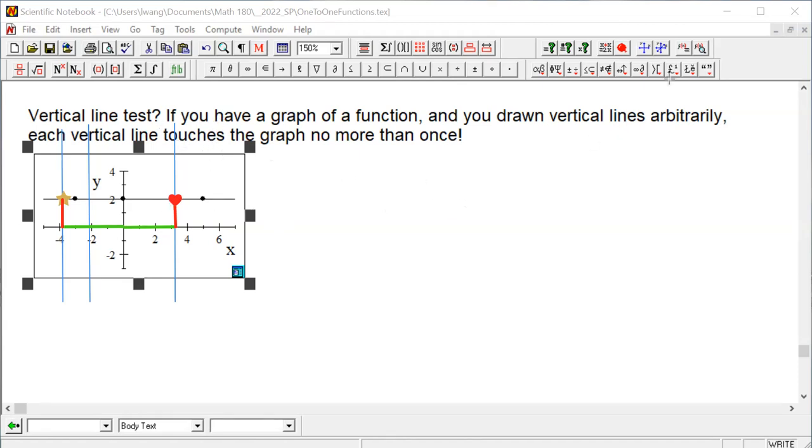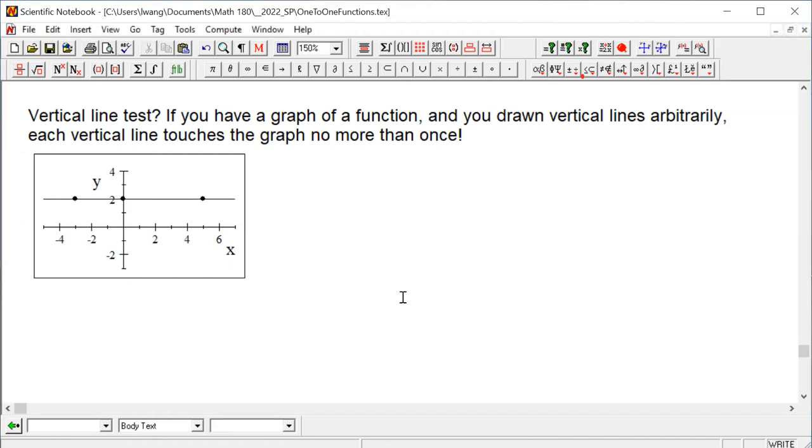So we know that a constant function is a function. You can also use a vertical line test. But what is one-to-one function? Do we have such a test for one-to-one function? Yes, we do. It's called a horizontal line test.